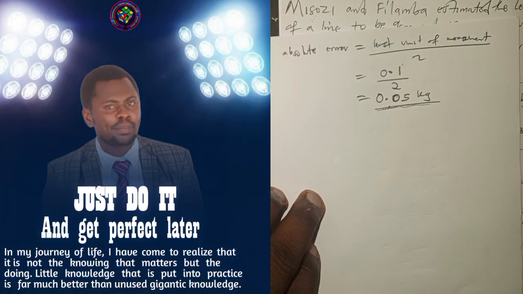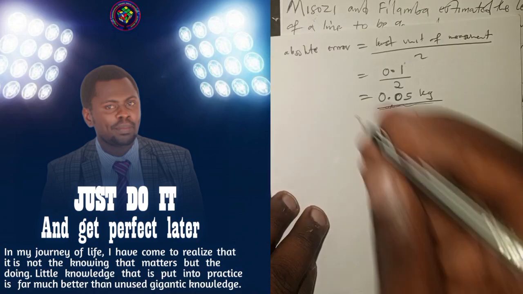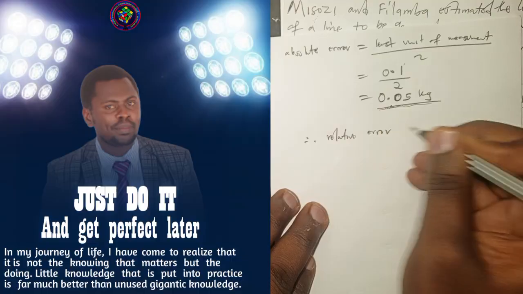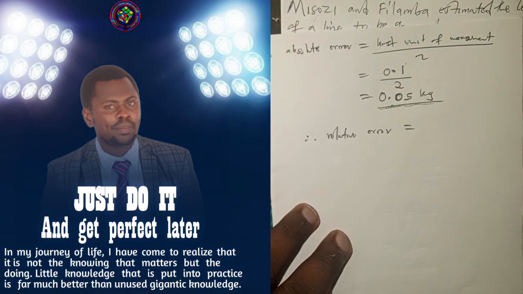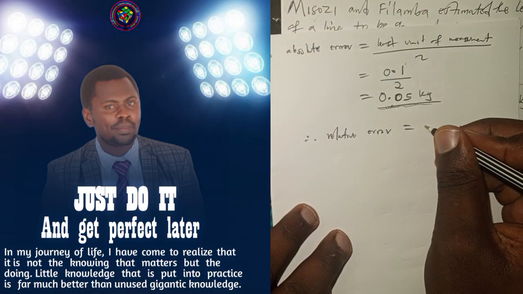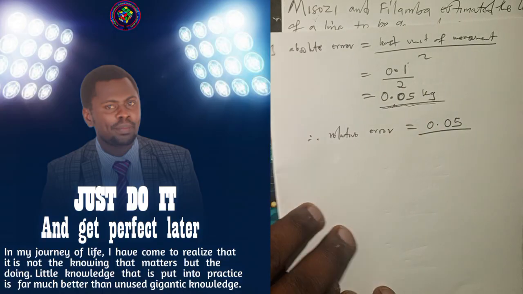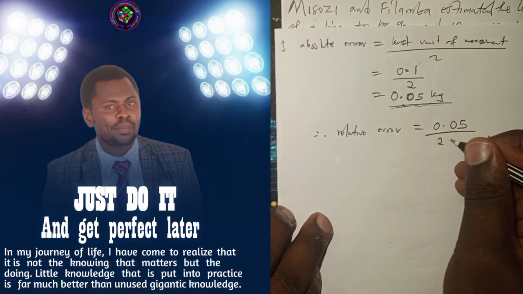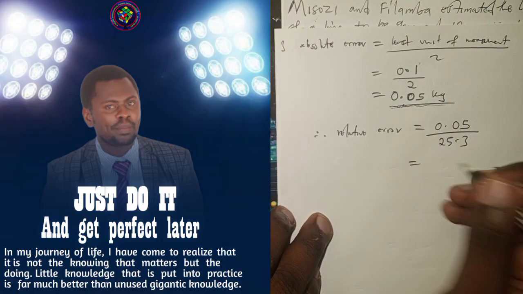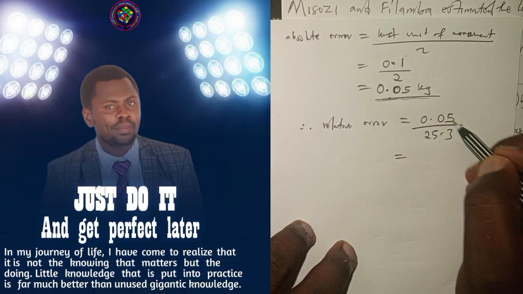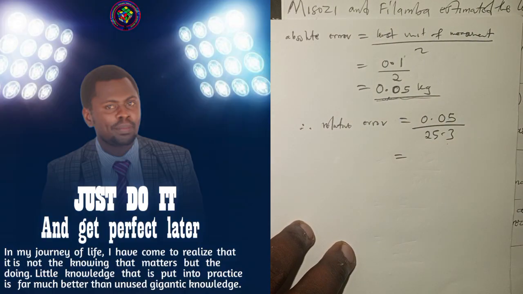Now we are looking for relative error, so therefore relative error is equal to absolute error divided by a true value. So the absolute error is 0.05, then divide by a true value, we have 25.3. So we simplify the fraction, so we can say that we have 2 decimal places there and 1 decimal place. So the highest number of decimal places is 2. So you multiply by 100 to both the numerator and the denominator.